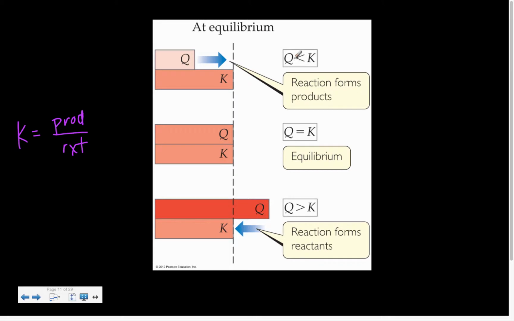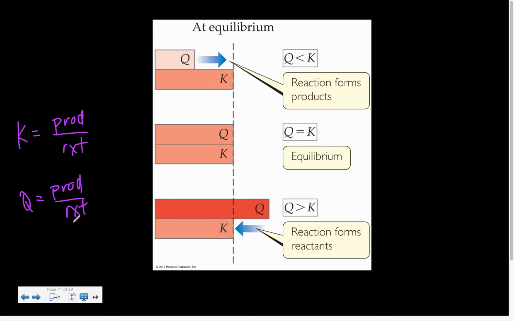So if Q is less than K, that means we need to increase Q. If Q is less than K, we need to make it bigger, right? And that means make more product, yes? Which is what this scenario is saying. If my Q is greater than my K, that's kind of like saying I have too much product, so I need to consume that to make my reactant, yeah? And that's what all this analysis is saying, which I think is really reasonable.